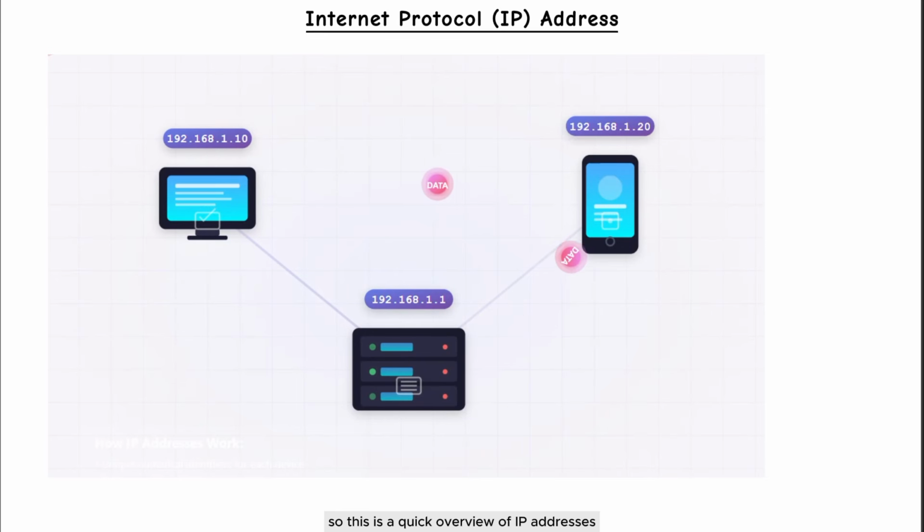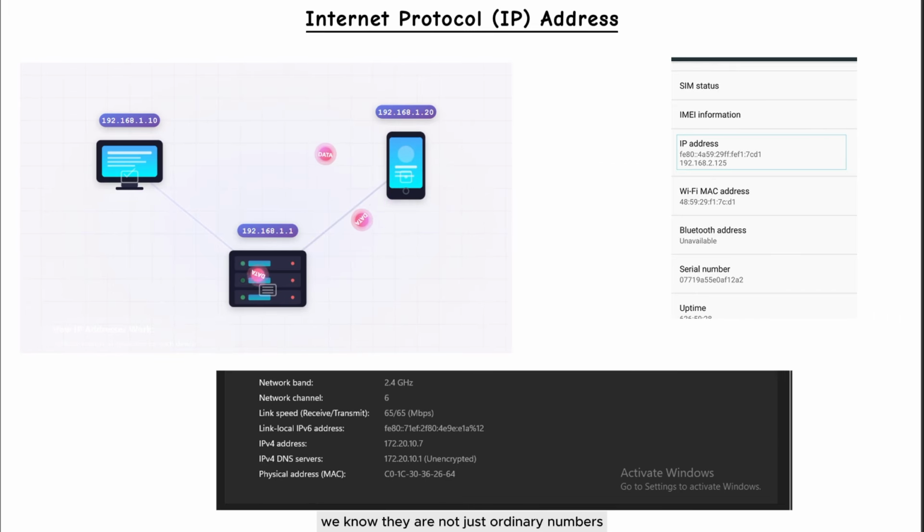So this is a quick overview of IP addresses. Now when we see these numbers in our device settings, we know they are not just ordinary numbers, but they are actually how our devices are located on the network.